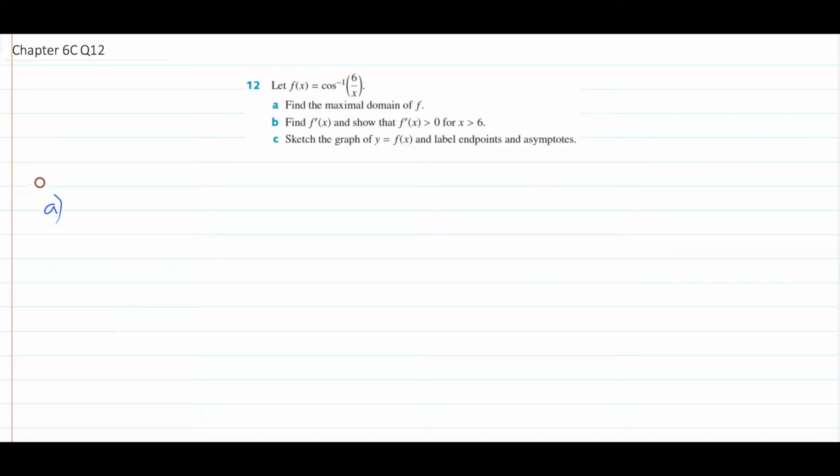Part A is quite intriguing: finding the maximal domain of f. The technique that I always recommend every student to do is you put the function inside the trig, in the middle, in between -1 and 1. If you want to know more about this technique, I recommend you check the video below or on the cards above, and then come back to this. This question is quite tricky, because x is on the denominator.